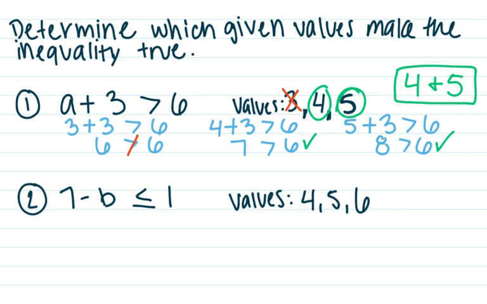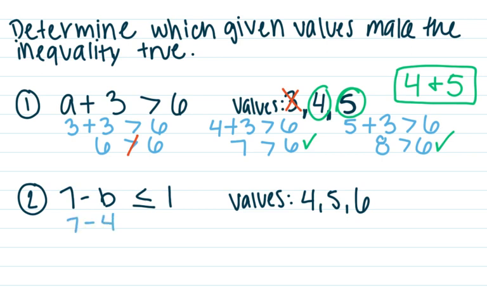This one, our symbol is less than or equal to. So I'm looking for something that when I subtract it from 7, gives me a number either less than 1 or equal to 1. Those are the 2 things that I'm looking for here. So let's go ahead and plug in the first value.